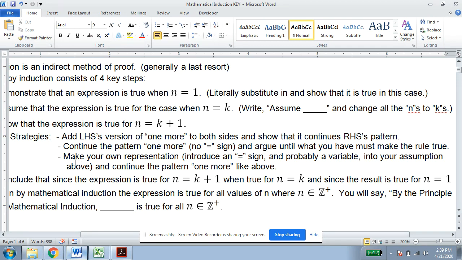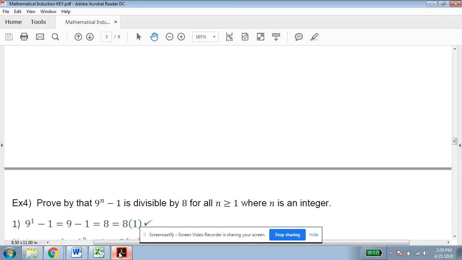We're going to make our own representation with an equal sign, and then we're going to do one more with a k, and then show that the statement that we're trying to prove is still true. So, for example 4, we are trying to prove that 9 to the n power minus 1 is divisible by 8 for all positive integers, n being bigger than or equal to 1.